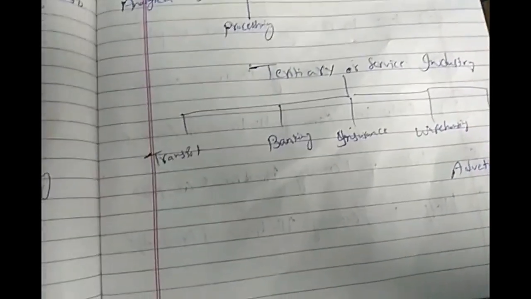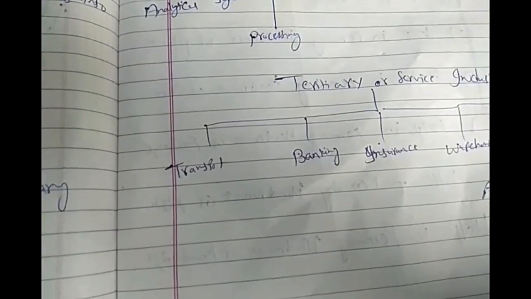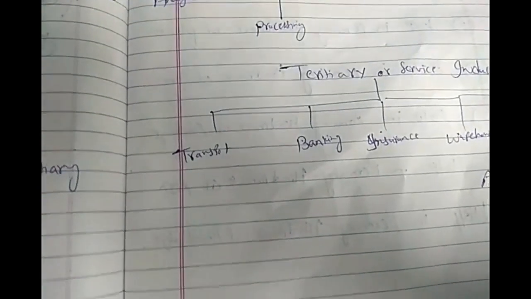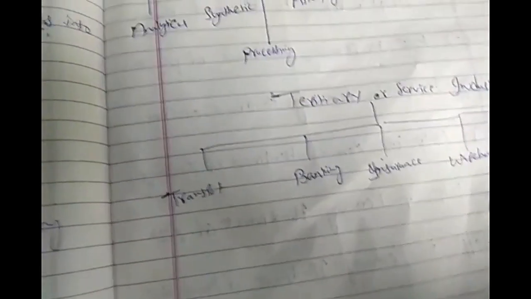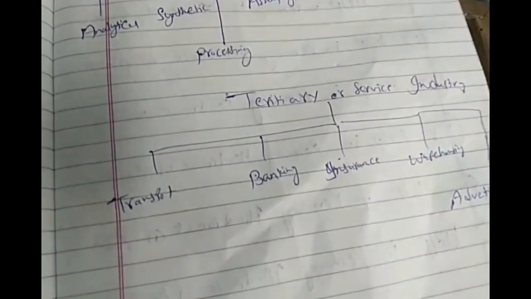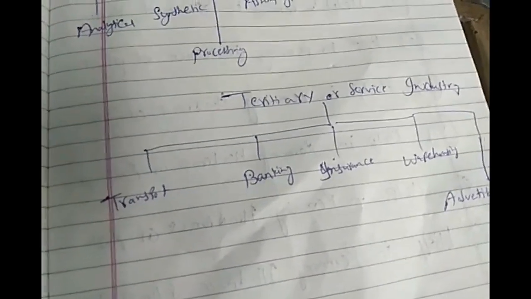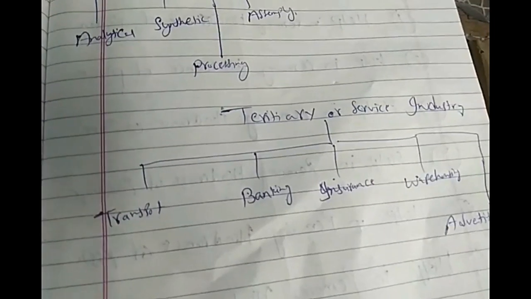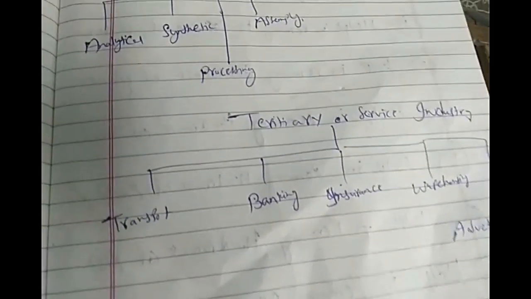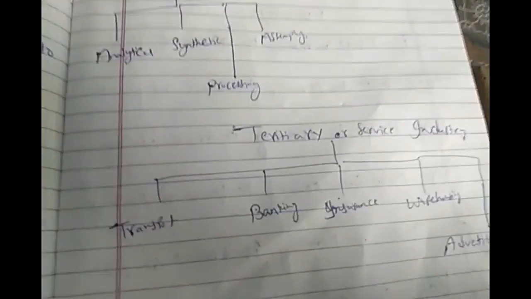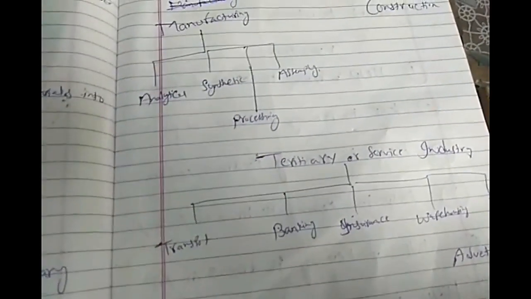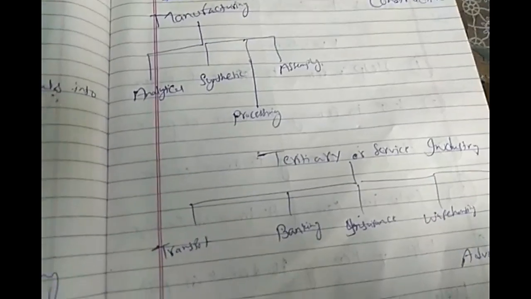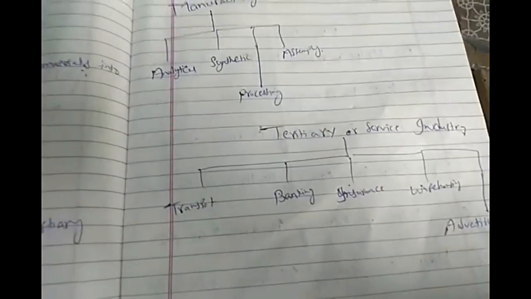Now I am going to tell you the last, that is tertiary or service industry. Tertiary or service industries are the activities that provide some services for the smooth flow of goods and services in the market, in the economy. Those activities, those industries are to be considered as tertiary or service industry. What type of services are they providing? Various services. This industry provides various services for the smooth flow of goods and services.